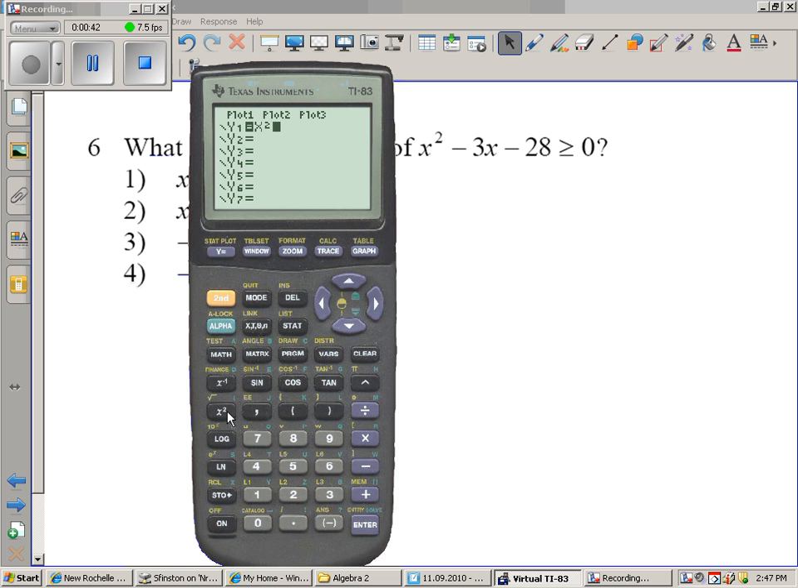X squared minus 3x minus 28. And in order to find the inequality symbol, you just hit second math and scroll down to whatever symbol's in the problem. And so I punched it in. Okay, so we're good to go from here.